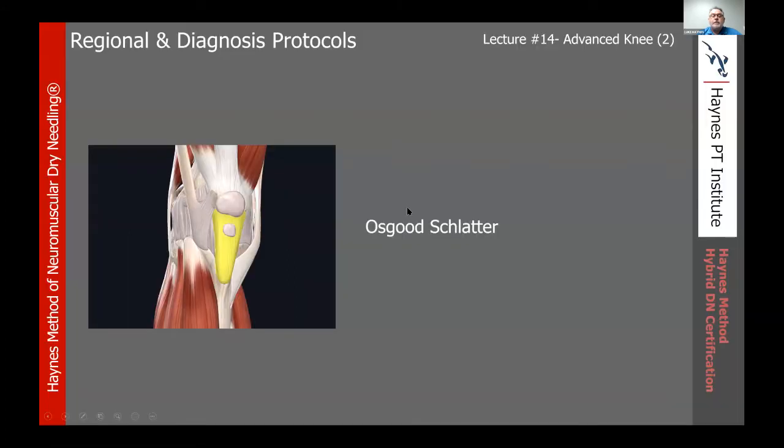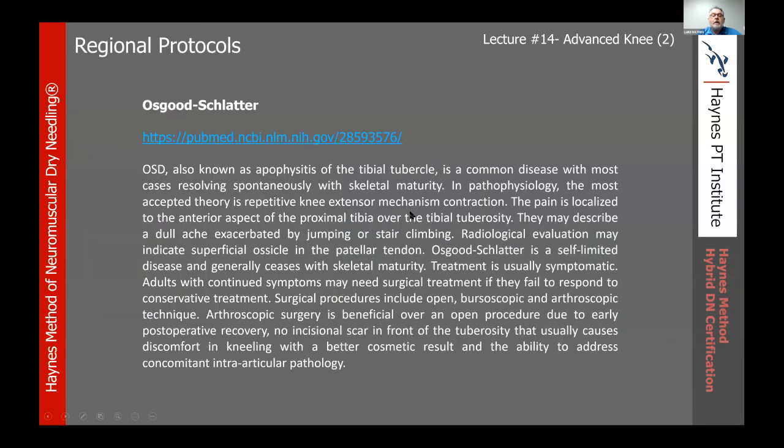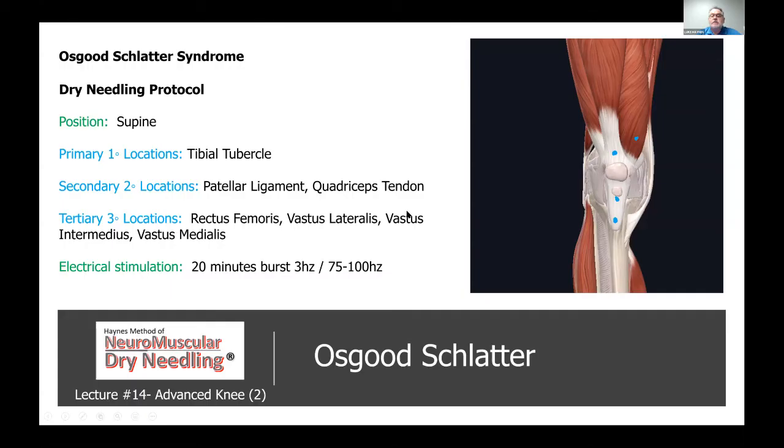Okay, Osgood-Schlatter. We see this very commonly, and it's basically considered apophysitis of the tibial tubercle. It usually happens in skeletal immaturity, younger people before that growth plate is sealed. And so we're familiar with that big prominence at the tibial tubercle. So our treatment approach here, we will needle on. The site of discomfort is in that location right there on the tibial tubercle.